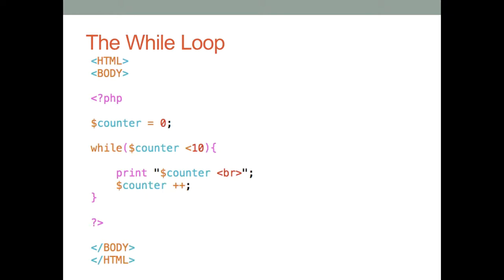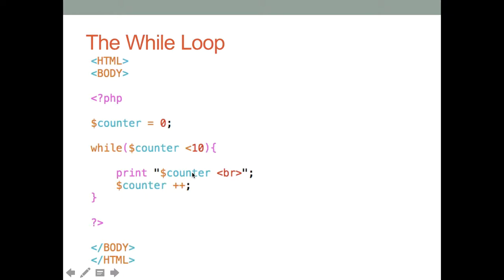So we set up a counter. We set the value of this counter variable to 0, so we're starting at the bottom. In computer science, we always count from 0 unless we've got a good reason not to. So we have our condition between these two brackets. So while this counter variable is less than 10, we print it out.